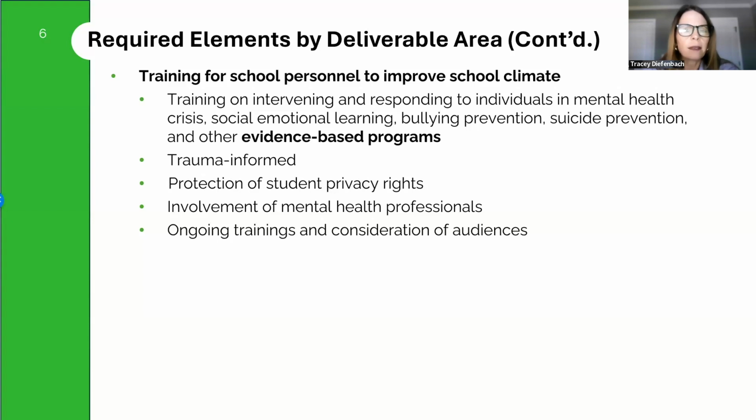The project design and implementation section of the narrative must describe your trainings and include strategies that are trauma-informed, protect student privacy rights, and involve mental health professionals at all stages of training and in practices. Training should take into consideration different audiences and have a broader impact. So how will you involve law enforcement officers in trainings or staff from local mental health agencies or potentially from youth service organizations? You want to describe how your trainings will reach the broader community with the same consistent messaging on school safety.